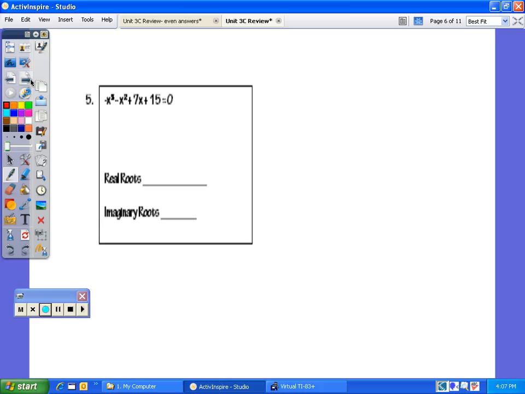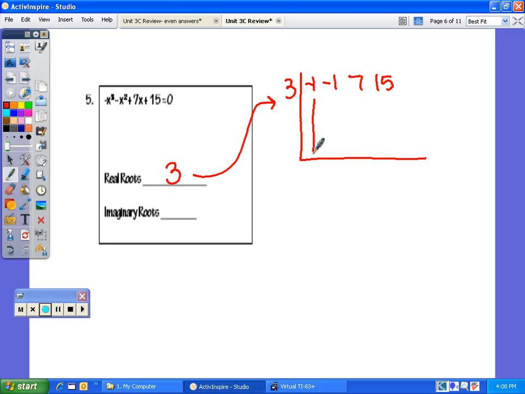Okay, it winds up hitting the x-axis in one spot, and that one spot is going to be at 3. So our real roots, notice that this whole section doesn't say number of, so our real roots is only 3. It doesn't mean we have 3 real roots, it means that this is the actual answer, where it crosses the x-axis. So now we're going to do synthetic division with 3, so that we can solve for the missing imaginary roots.